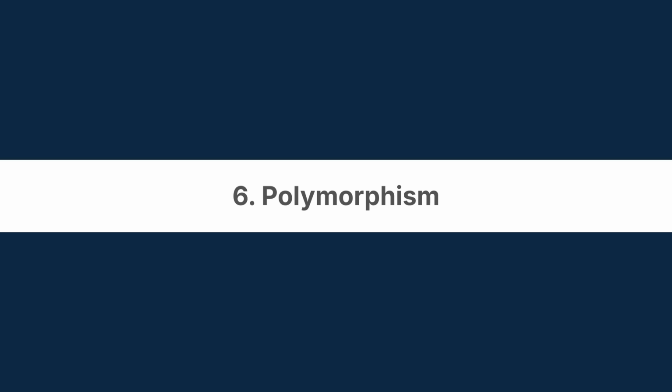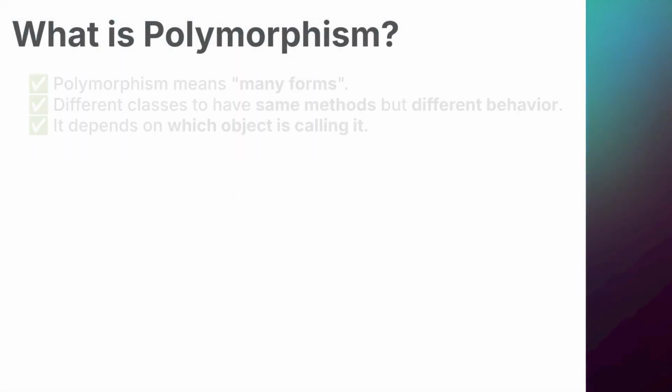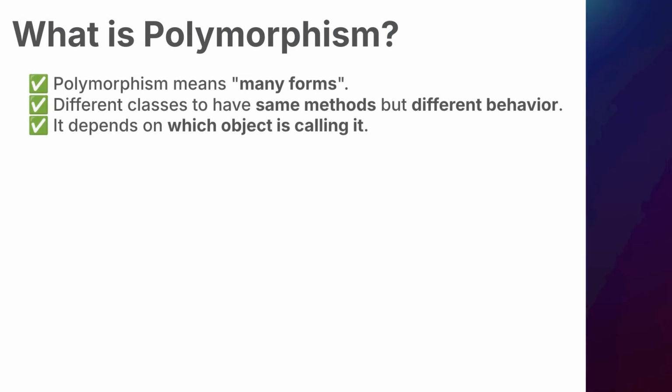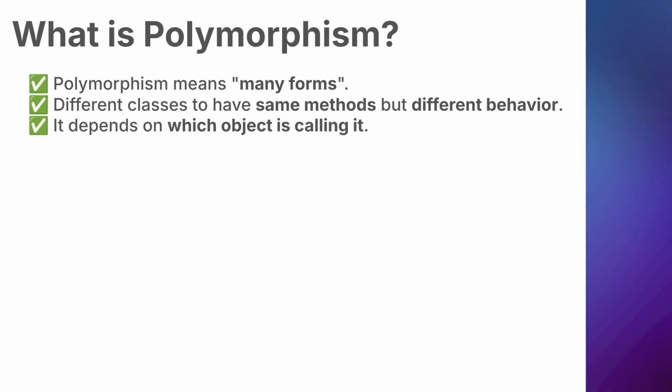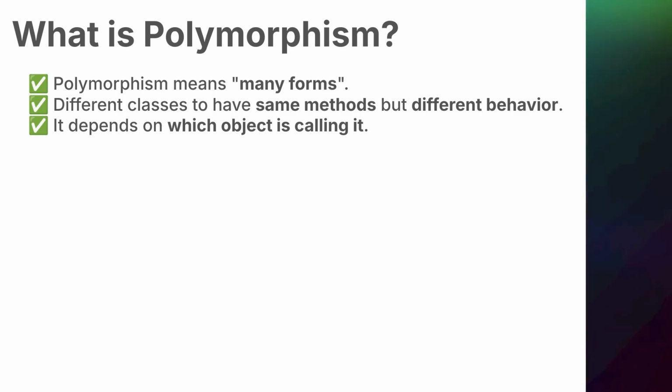6. Polymorphism. What is polymorphism? Polymorphism means many forms. In Python, it allows different classes to have methods with the same name but different behavior. The same method name works differently depending on which object is calling it. Why is polymorphism useful? Makes your code more flexible, makes it easier to add new features, helps write cleaner and more readable code, helps objects act differently even if they share the same method name.